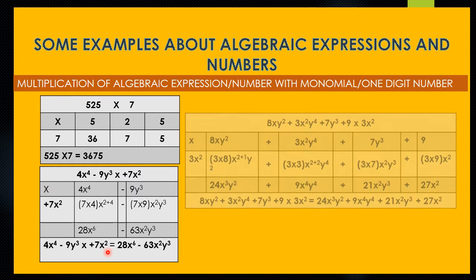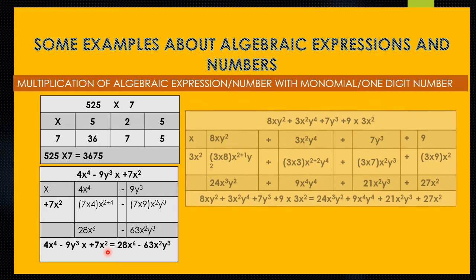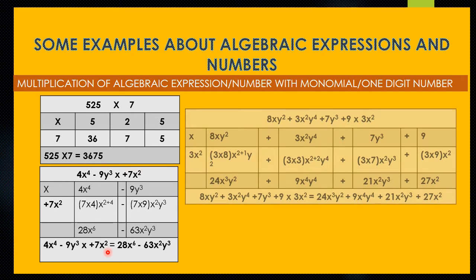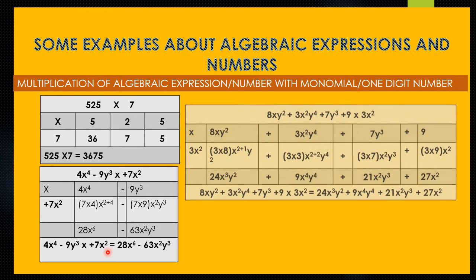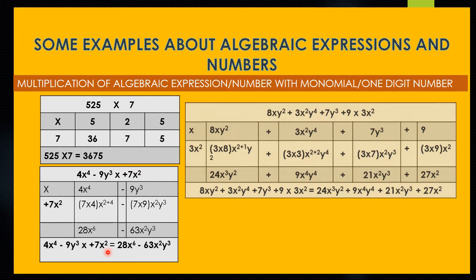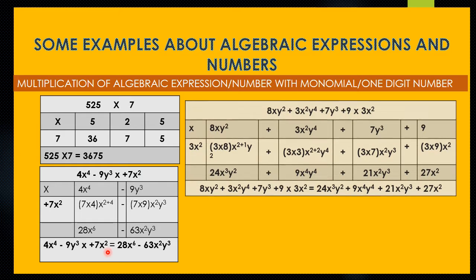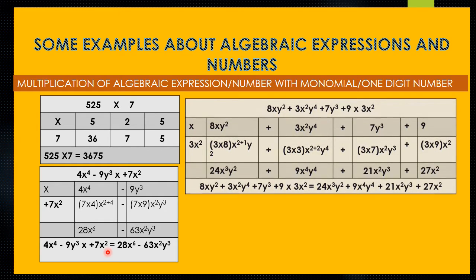So 7x² is a monomial. So I have multiplied an algebraic expression with a monomial. You just look here. I have put this 4x⁴ minus 9y³ in the row, and I have put 7x² in the column of this table.